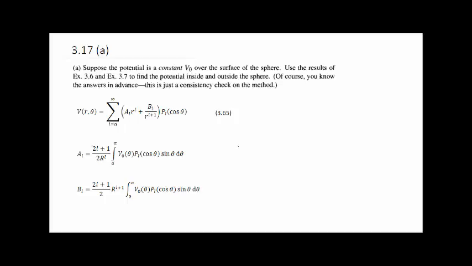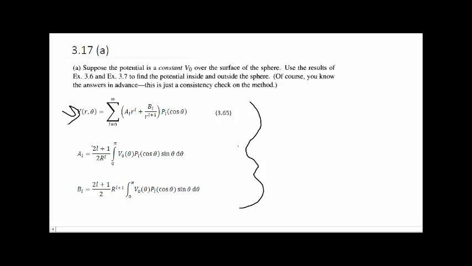Problem 3.17 part A asks you to find the potential inside and outside of a spherical shell given that the potential is a constant V naught over the surface of the sphere. I'll be using these three equations here.